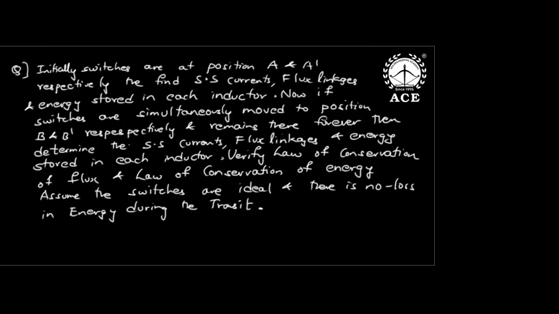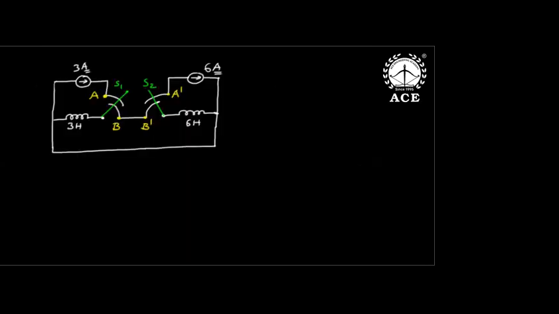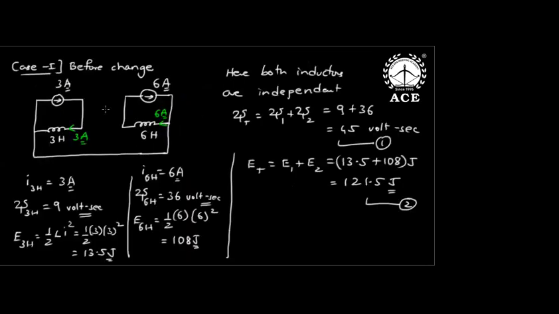Chalo, so this is an ideal problem. What he told, initially switches are at position A dash. That means they become independent loops. Okay? They become independent loops. Then in this case, I'm now calculating the steady state currents, flux linkages, and energy, which is direct steps. And total flux, add them, and total energy also add them. So that is very easy because they are independent.